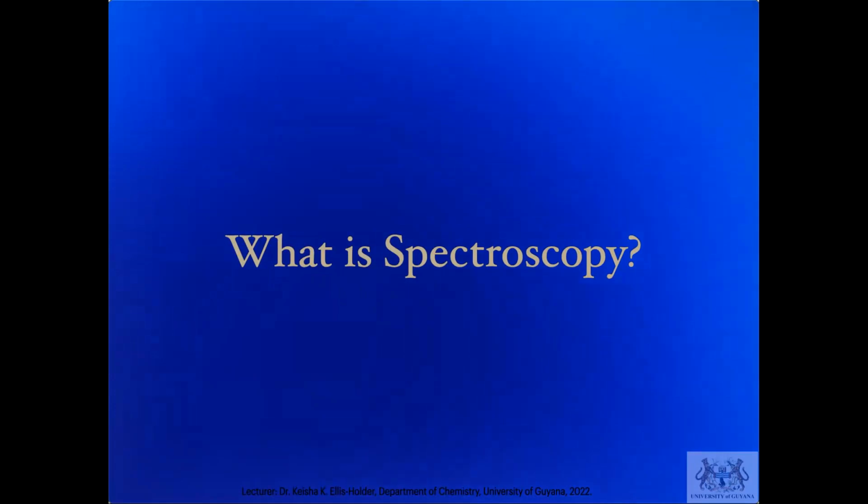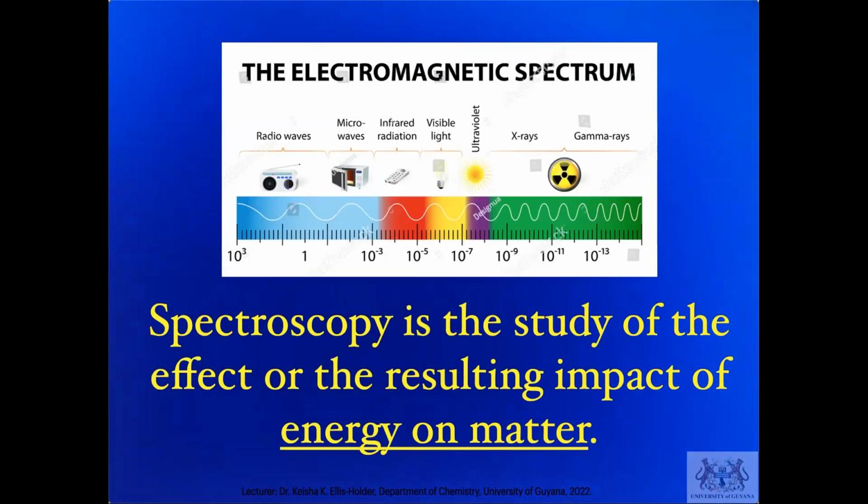So, of course, when we hear spectroscopy, essentially what we are saying is that we know that we have to engage the use of spectra and the interpretation of spectra. But the question of what type of spectra is important and why, okay? So essentially, one of the things that we must note is that spectroscopy is the study of the effect or its resulting impact of energy on matter.